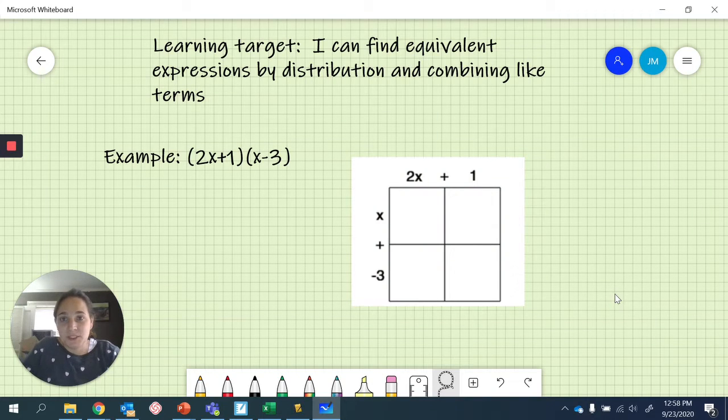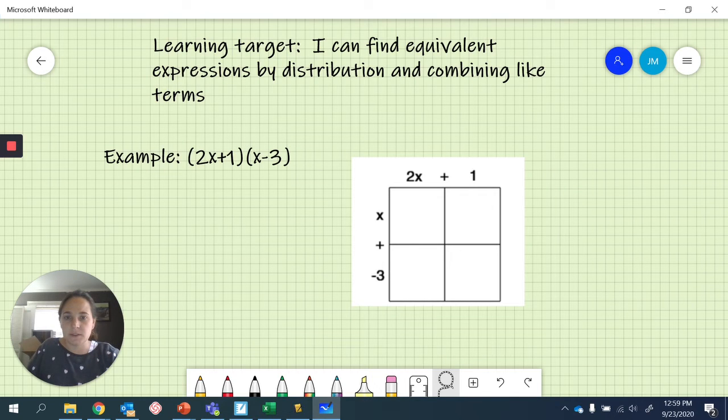Hi, so today we're going to find equivalent expressions by distribution, combining terms. But this time we're going to do a binomial times a binomial. So this is called a binomial because it has two terms. And this guy is also a binomial. So notice they're both enclosed by parentheses, which means we are going to multiply everything together.